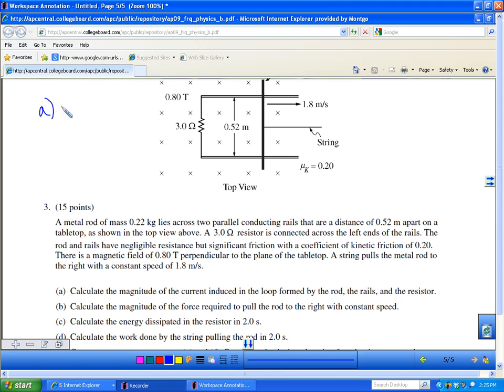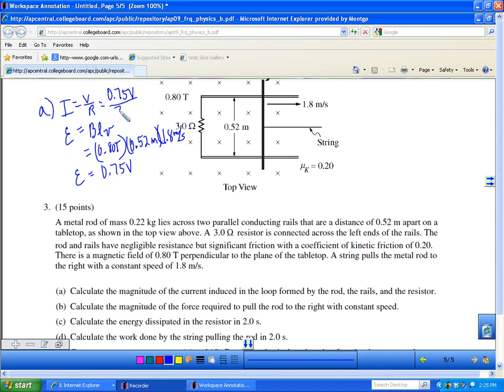I said in part A, the I is equal to V over R. But I've got to find the EMF. So the EMF is equal to BLV. The field strength was 0.80 Tesla. The length of the rod being pulled was 0.52 meters. And the velocity at which it moved was 1.8 meters per second. So I found the EMF to be 0.75 volts. And then I said, well, I is going to equal V over R, so 0.25 amps.